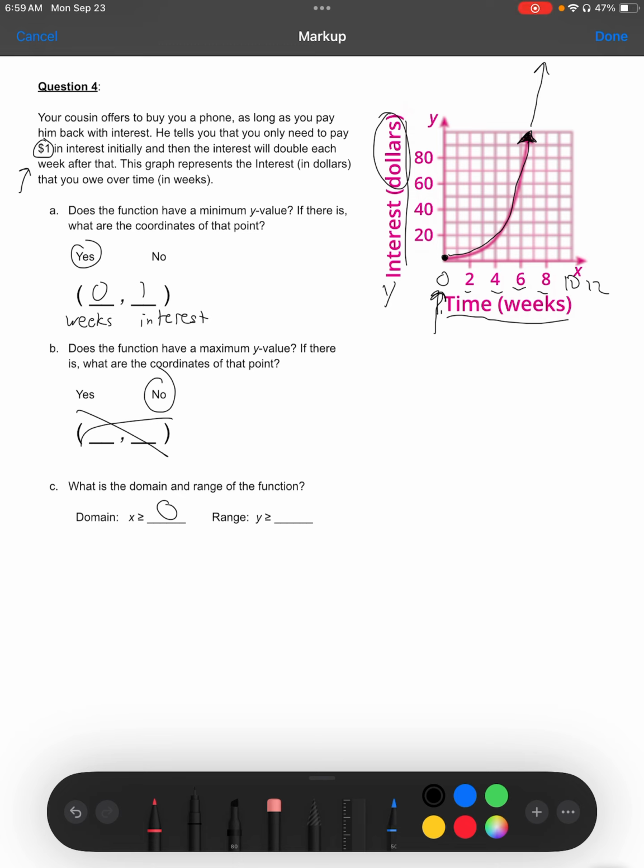Similarly, the range keeps going up and up forever. We go 20, 40, 60, 80, eventually we'd go to 100, 120, etc. But the lowest we get is 1. So that is the range, and that is all for question 4.